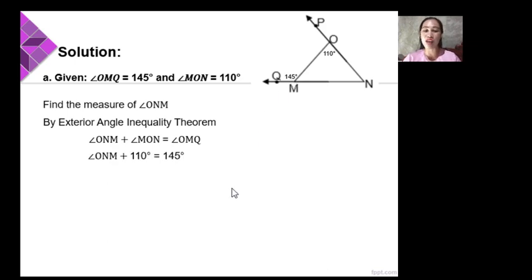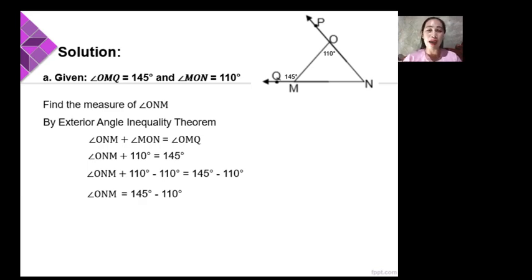Okay, so we have now the measurement of angle ONM plus 110 degrees is equal to 145 degrees. Then by the addition property of equality, the measurement of angle ONM is equal to 145 degrees minus 110 degrees. Then we subtract, and we obtain the measurement of angle ONM is equal to 35 degrees.